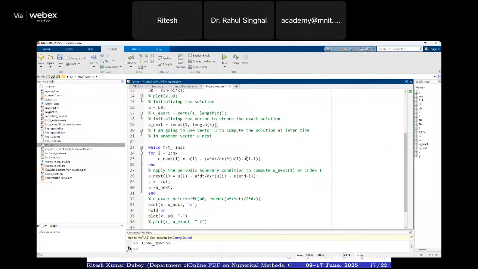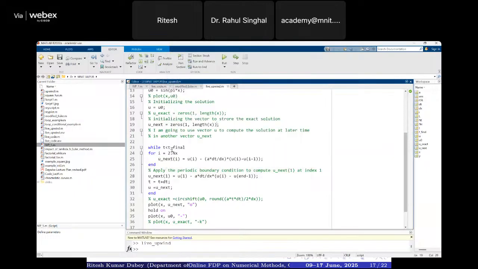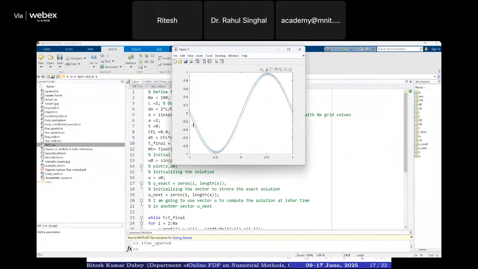Anyway, I think we will remove the exact solution for the time being, and for t equal to 2 we are calculating, and we can see our code is working fine for all the things except the circular shift function, which is not working the way I thought it would. It was working. I don't know what happened now.